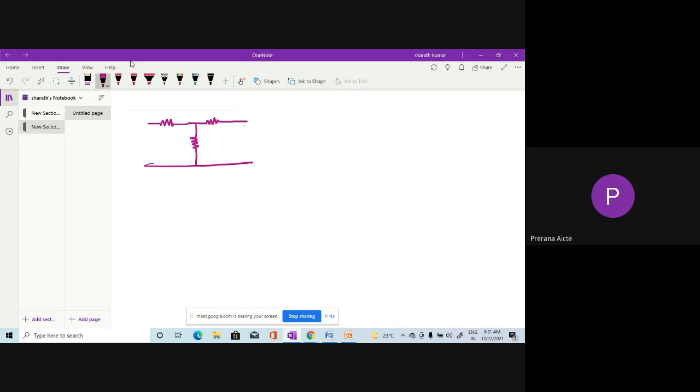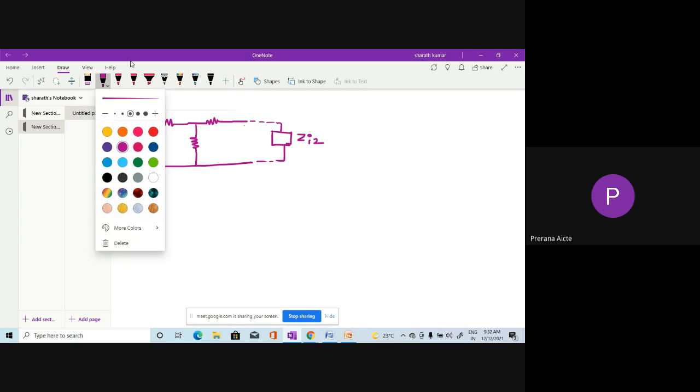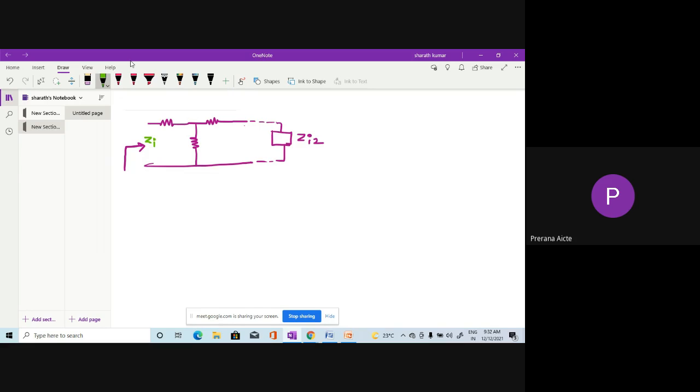I connect a load here. The name of the load is Zi2, and you are looking from port 1, so you will get Zi1. You already know the values Z1, Z2 and Z3. So now you are calculating the image impedance of that particular network. Just go through this one.